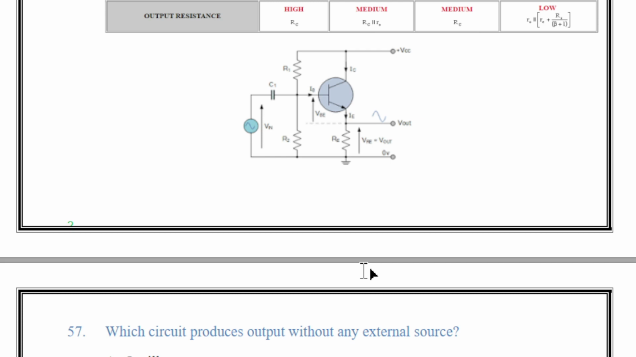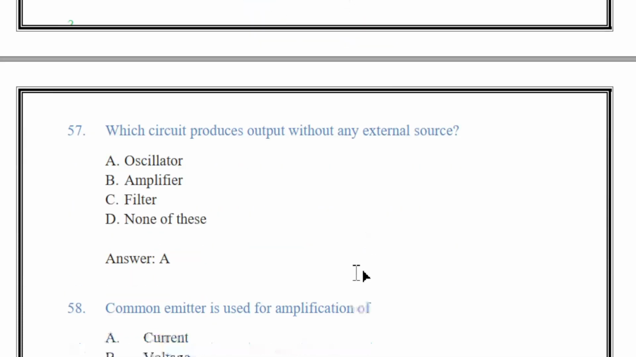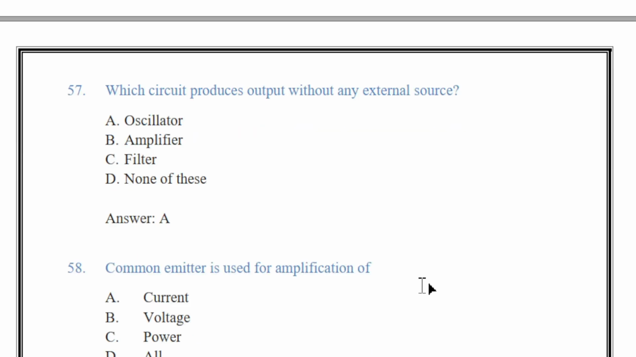Now we come to the question number 57. Which circuit produces output without any external source? There are four options. The correct answer is A, oscillator. Oscillators are circuits that produce an output waveform without an external signal source. The key to oscillators operation is positive feedback.